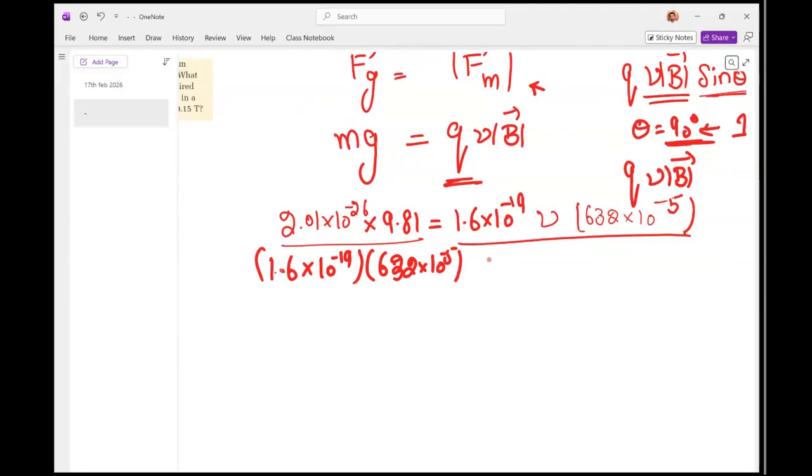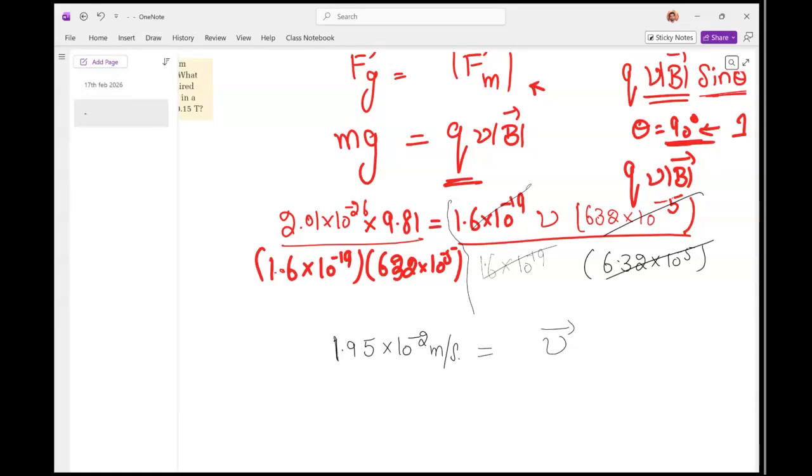Please make sure you do this division carefully so that you don't make a calculation mistake. So 1.6 times 10 to the negative 19 cancels here, and 6.32 times 10 to the negative 5. Again, if you're not comfortable doing it in one step, break it down step by step, and you're going to get 1.95 times 10 raised to the power negative 2 meters per second. That's how you're going to get the answer.